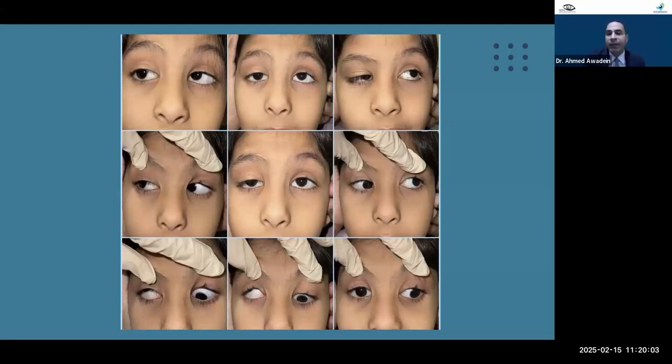And I believe that this patient is fixing with the left eye. That's why she's always manifesting with the right upshoot, because she prefers fixation with the left eye. If the patient had an alternating fixation, you would probably have seen the vertical movement on both sides. So when she fixes with the right eye, the left eye will go up, and when she's fixing with the left eye, the right eye will go up. But this patient is like a monofixator. That's why she's always manifesting with the upshoot only on the right side.